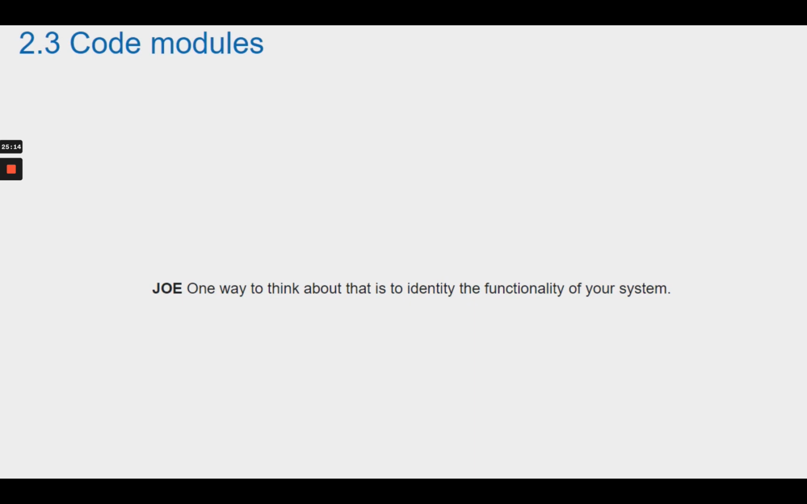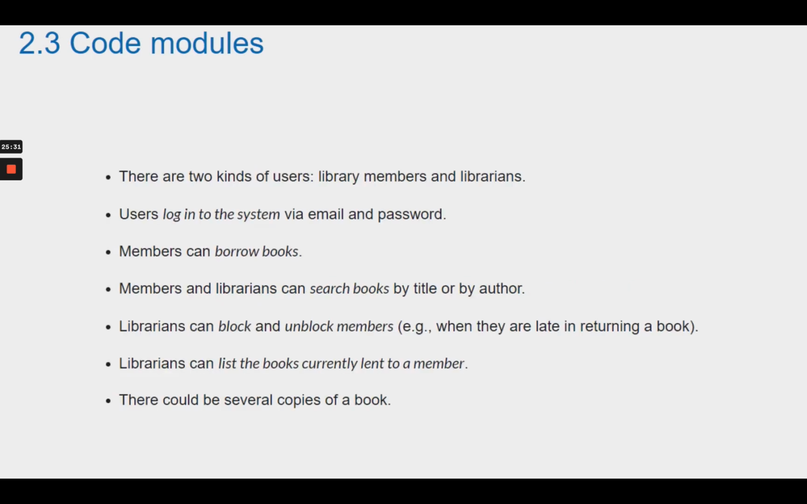Joe, one way to think about that is to identify the functionality of your system. Theo looks again at Nancy's requirements. This time, he highlights the verb phrases that represent functionality, highlighting terms in the requirements that correspond to functionality.